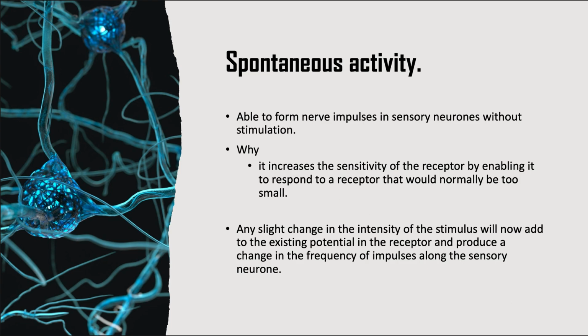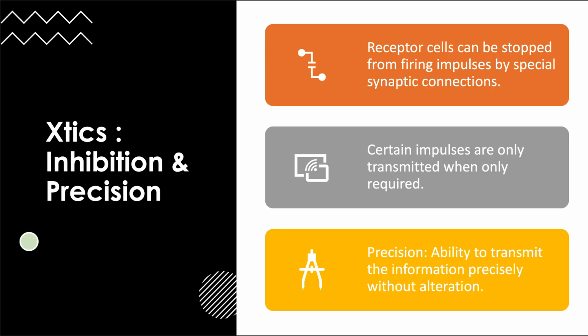Now, another characteristic that we can talk about here is inhibition and precision. Receptor cells can be stopped from firing impulses by special synaptic connections. So there are synaptic connections that are inhibitory. We talked about them in the previous video, the inhibitory postsynaptic potentials. And then others are excitatory. So receptor cells actually are controlled.